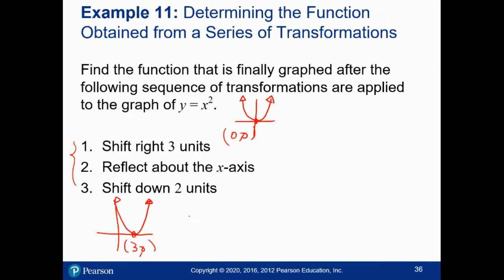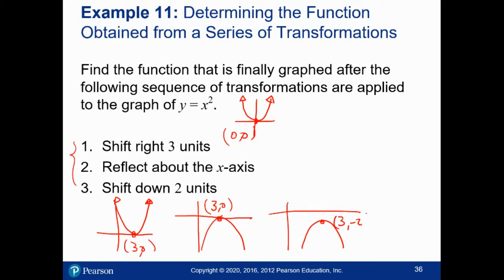Then I need to reflect it across the x-axis. So instead of opening up like that, it's going to open down like this. But I still have the same intercept. Okay? If I reflect a y value of 0 across the x-axis, it's in the same place. Then I need to shift everything down by 2 units. So it's going to look like this. I took that same intercept and I shifted it down.